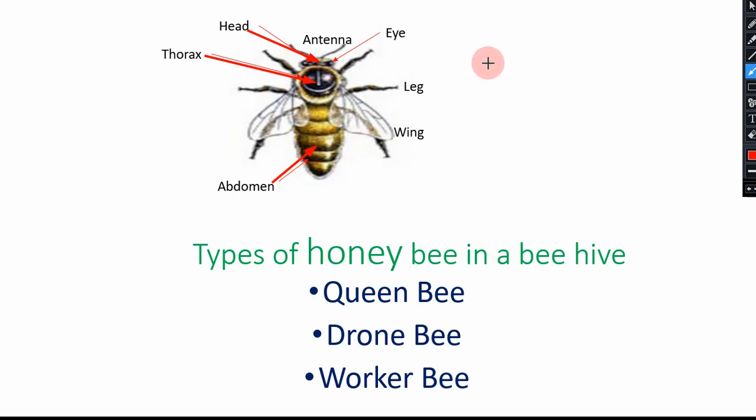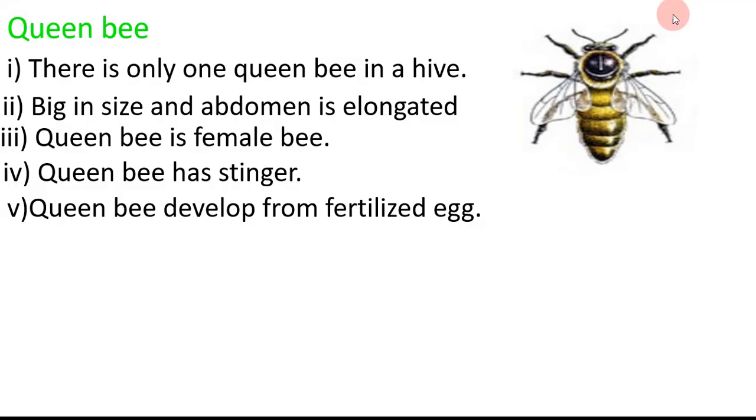And the other parts: it has a pair of antennae, look here, and a pair of compound eyes, one is here, one is here. And it has 3 pairs of legs, and a pair of wings. This is the structure of the honeybee. And there are 3 types of honeybee: queen bee, drone bee, and worker bee.